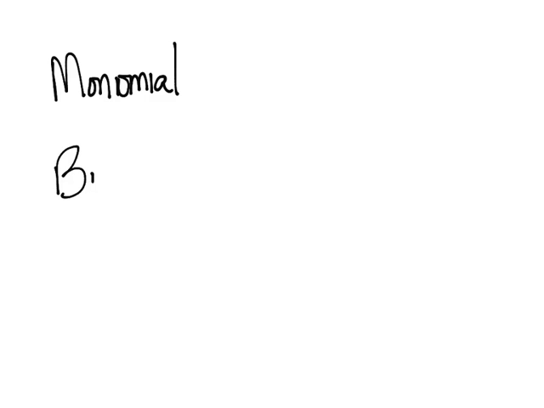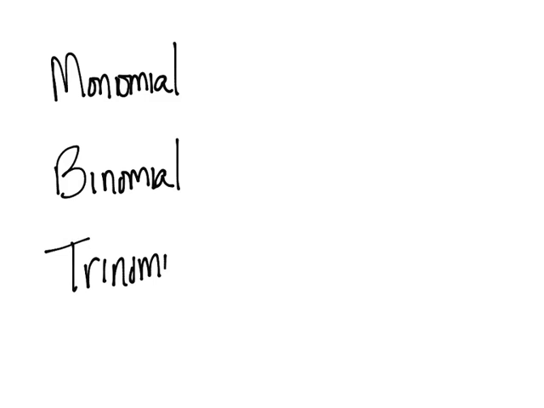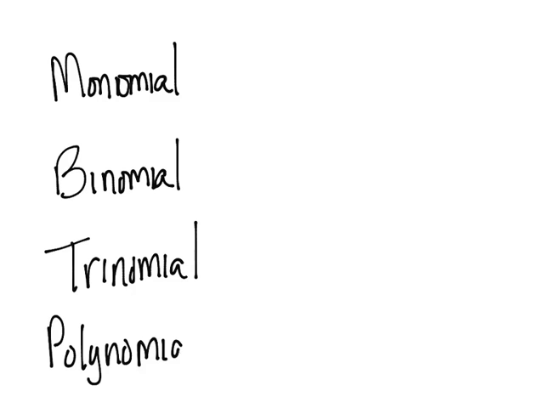Let's talk about some special polynomials. There are 4 named polynomials that we'll be worried about. First is the monomial. Secondly, we have a binomial, then a trinomial, and finally an actual polynomial.